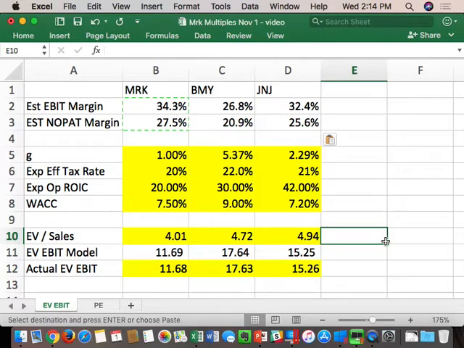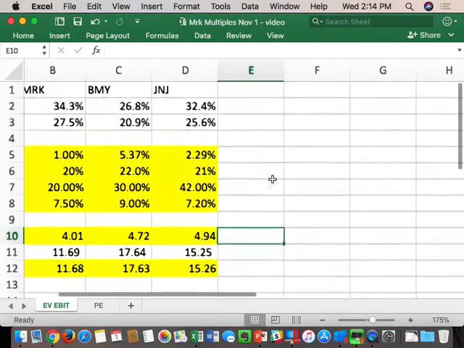Bristol-Myers about a 26.8% pre-tax margin in perpetuity and about 20.9% after-tax margin, EBIT after tax, NOPAT. J&J 32.4 pre-tax, 25.6 after-tax. All right, so here's the next thing. And just write it over here.